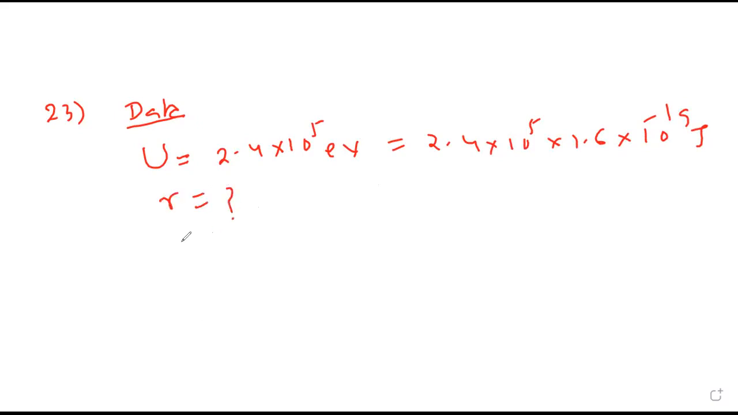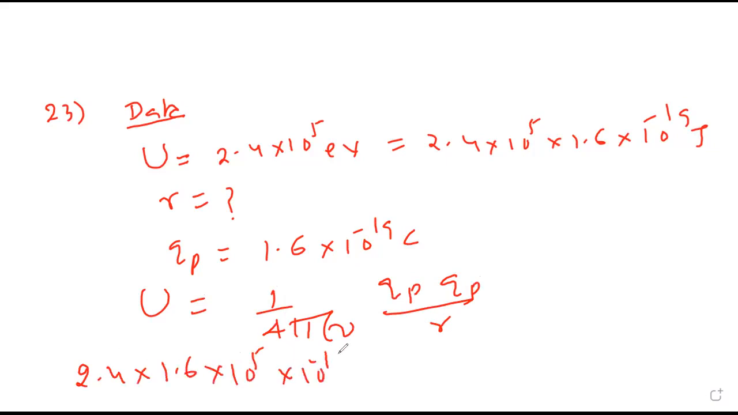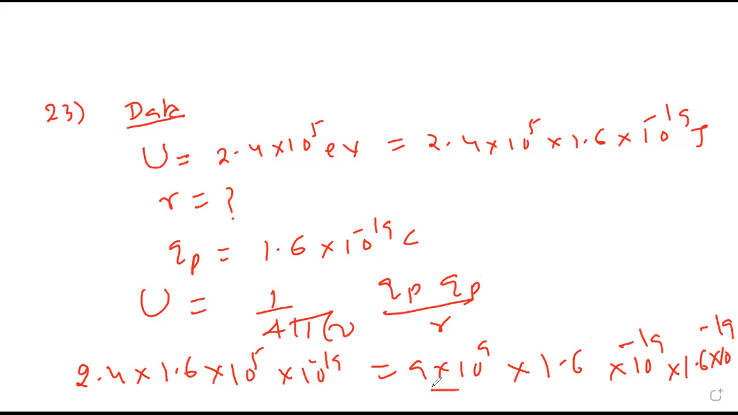That means R. Charge of proton, we know it is 1.6 into 10 raised to minus 19 coulomb. So potential energy between two protons is 1 upon 4 pi epsilon, charge of two protons upon distance. That is 2.4 into 1.6 into 10 raised to 5 into 10 raised to minus 19 equals 9 into 10 raised to 9, 1.6 into 10 raised to minus 19, 1.6 into 10 raised to minus 19 upon R. The 1.6 into 10 raised to minus 19 you can cancel from both sides.